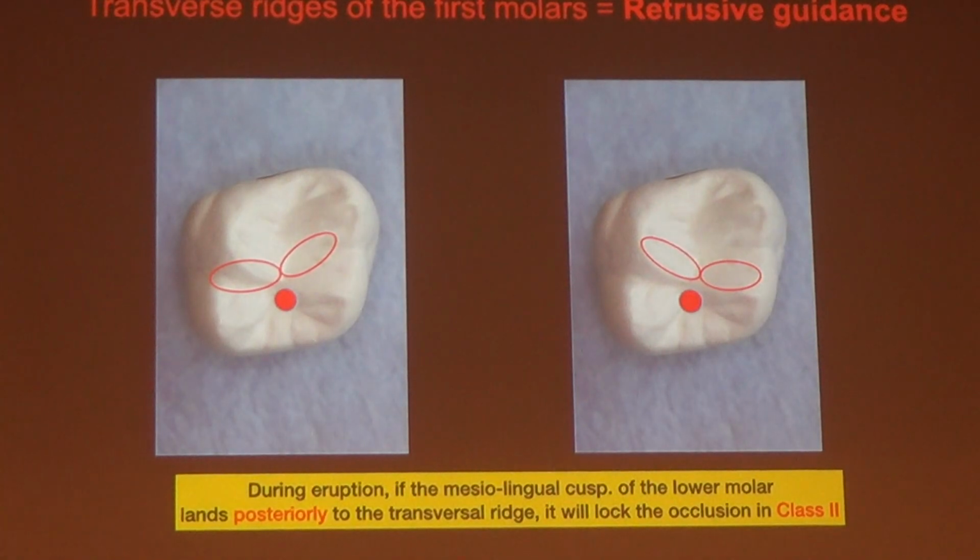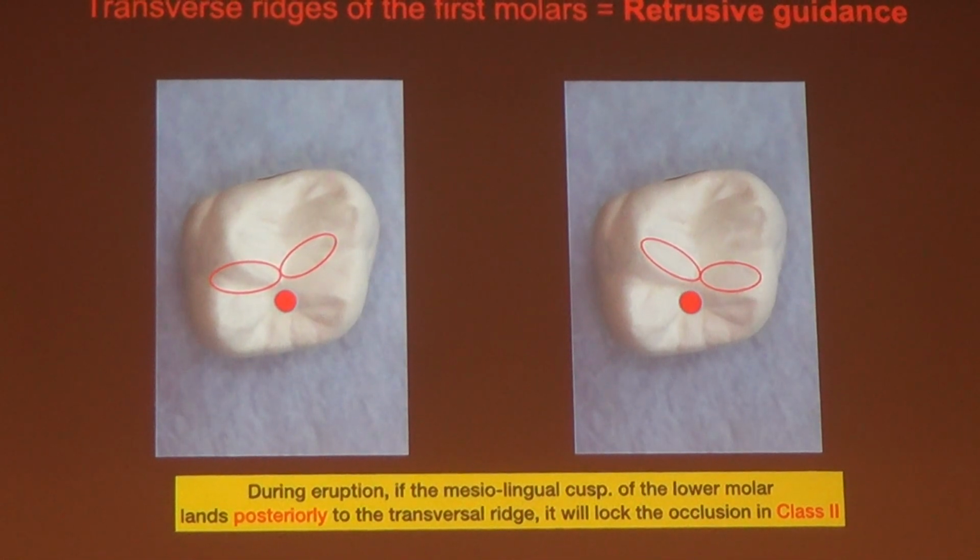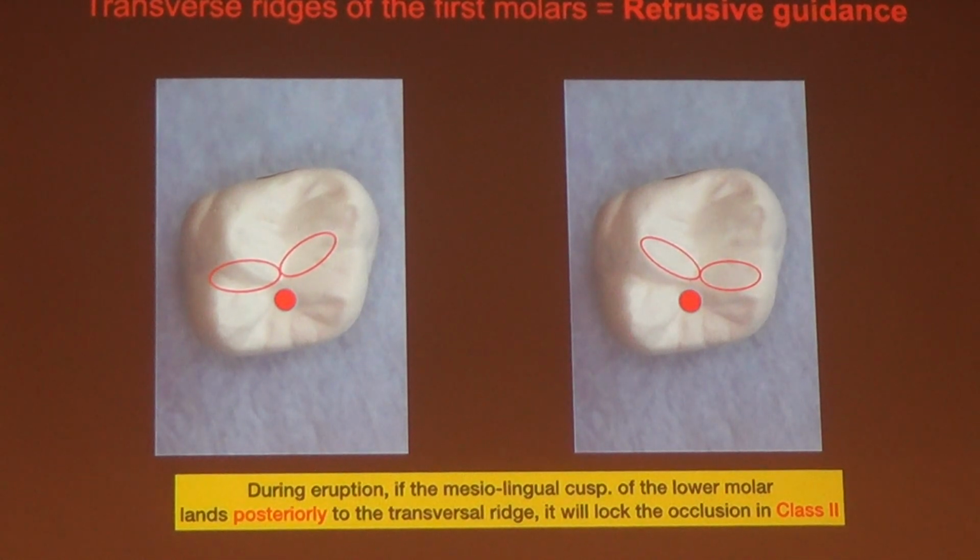When the lower molar goes distal to the transverse ridge, now the patient falls into class 2. That's the importance of the transverse ridge during our development of occlusion.